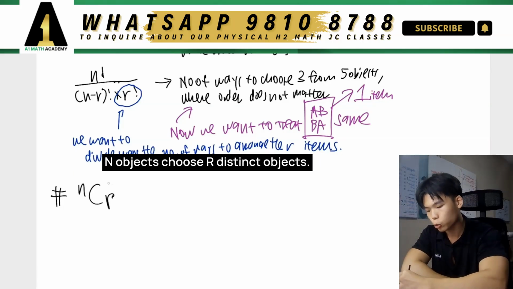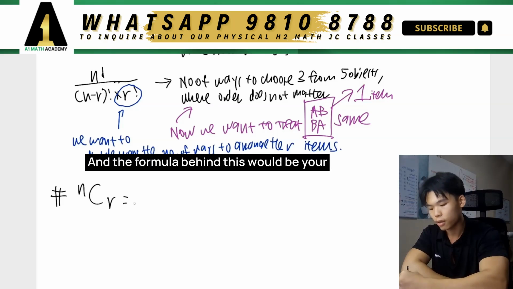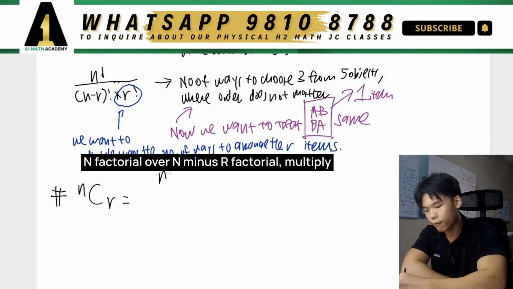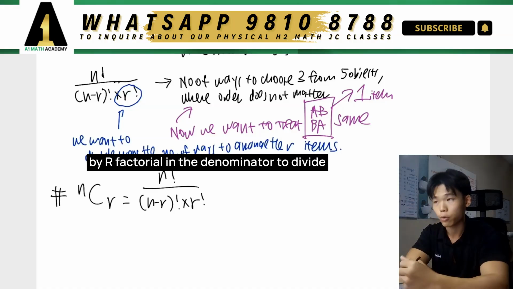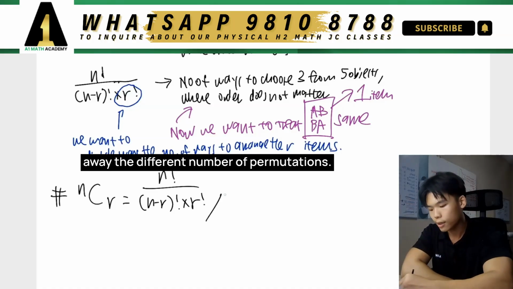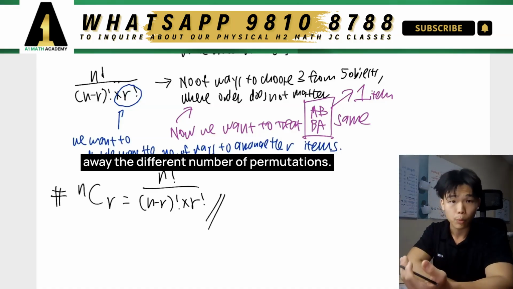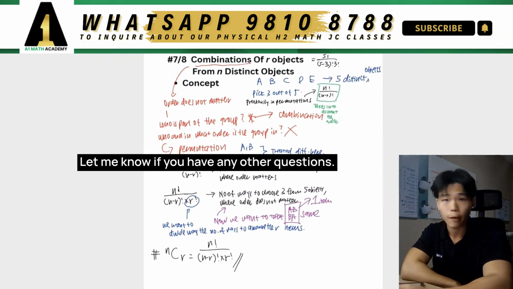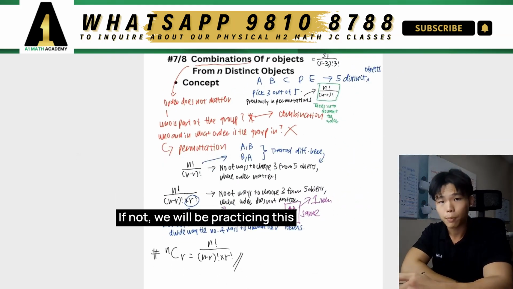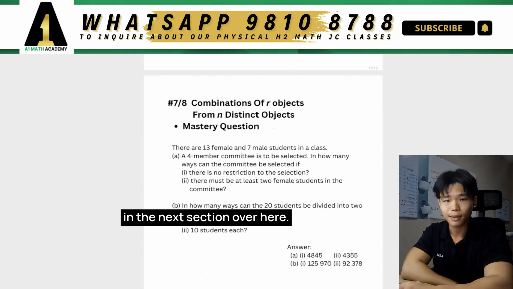N objects choose R distinct objects, and the formula behind this would be n factorial over n minus R factorial multiplied by R factorial in the denominator to divide away the different number of permutations, right? So that's it for this concept. Let me know if you have any other questions. If not, we will be practicing this in the next section.